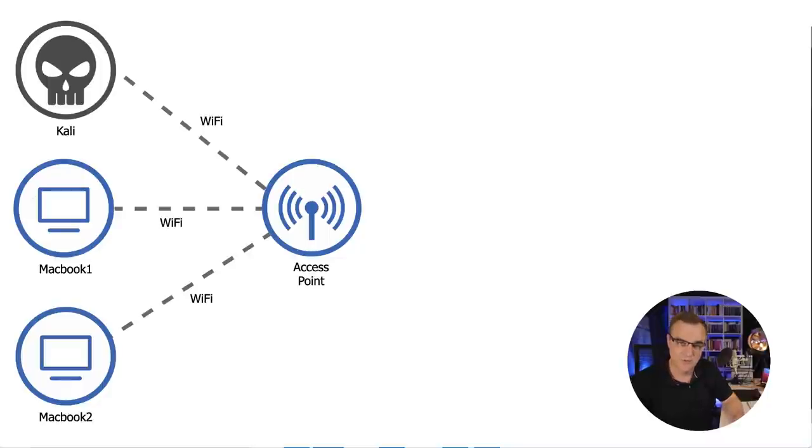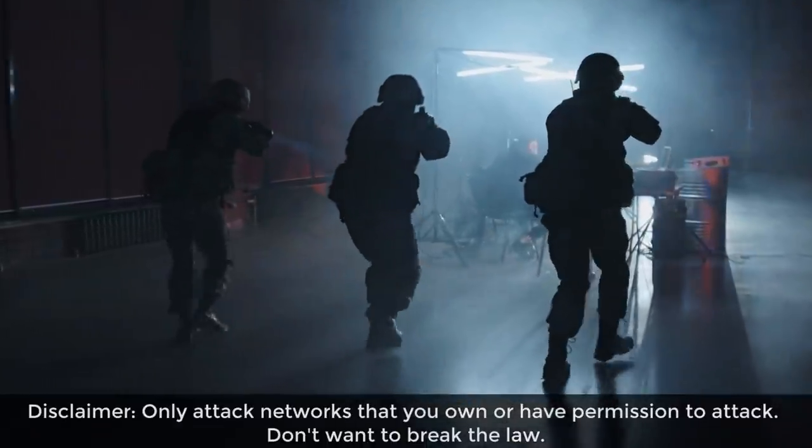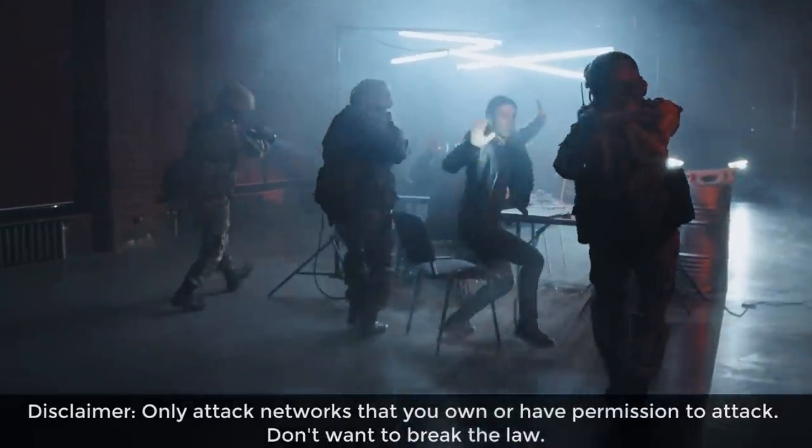In this example, I'm using my own home network for this test. I've got Kali running within a virtual machine on this Windows laptop. I've got some Mac share, which I'll use for testing, and I've got a physical Cisco router that is my DHCP server and connects me to the internet. So I'm going to be DOSing my own network. Never attack networks that you don't have permission to attack or that you don't own.